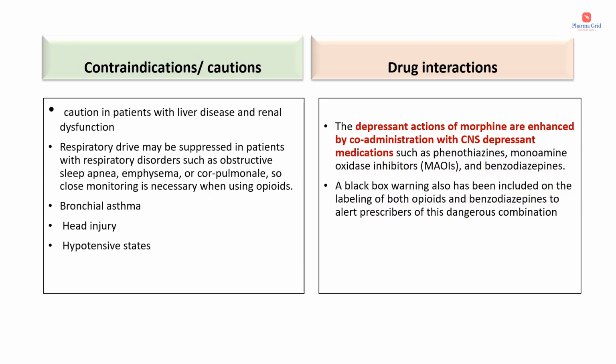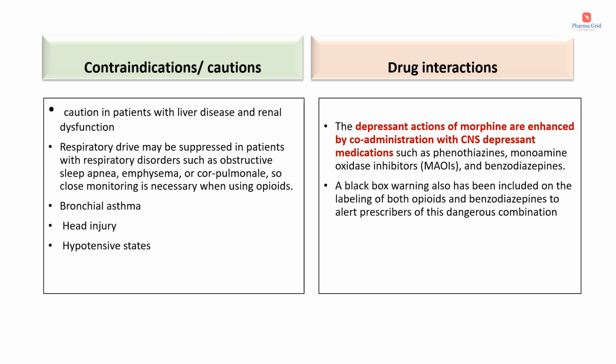Contraindications or cautions. These opioid drugs should be used with caution in patients with liver disease and renal dysfunction. Respiratory drive may be suppressed in patients with respiratory disorders such as obstructive sleep apnea, emphysema or cor pulmonale. So close monitoring is necessary when using opioids.